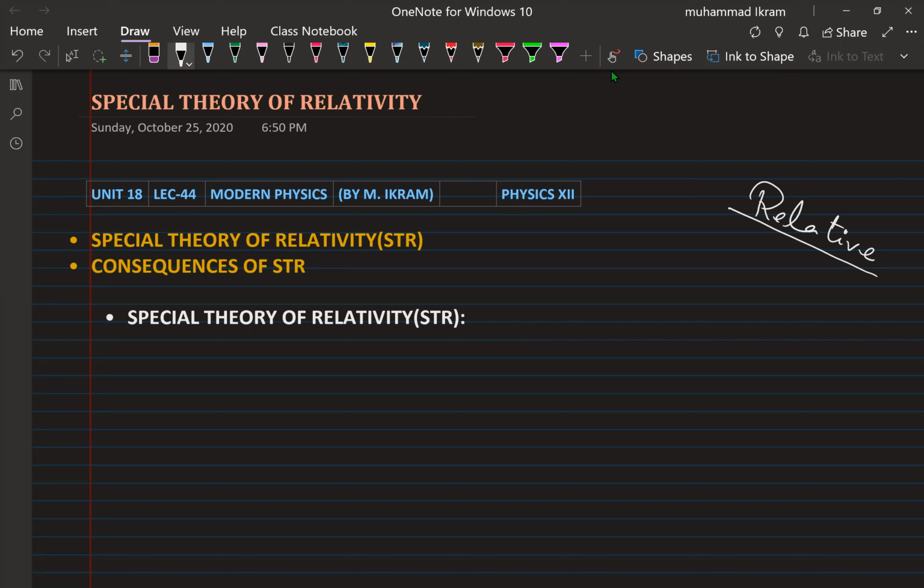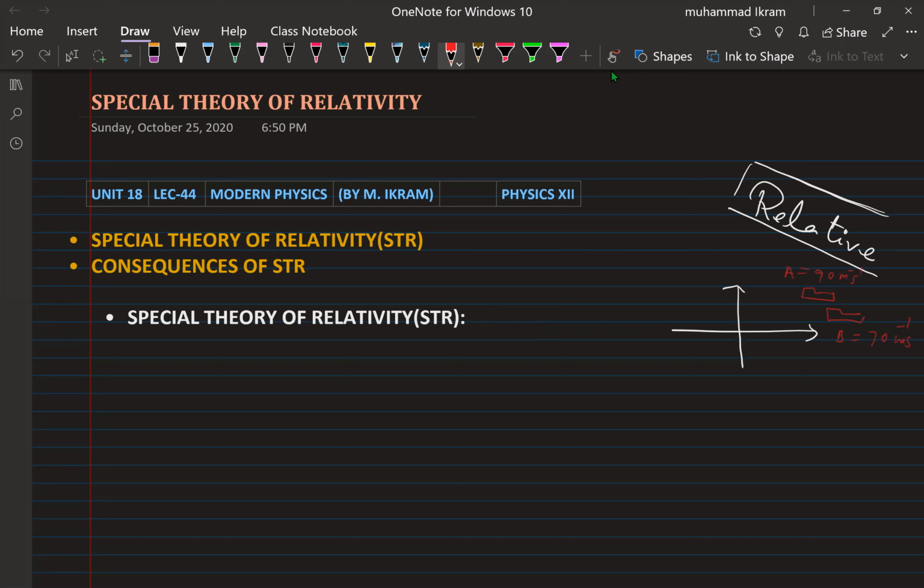In order to study the special theory of relativity, I would like to remind you about relative motion, which was introduced a little bit in class 9th and in class first year. As the teacher told you, let us suppose there are two cars, car A and car B. Car B is moving with a speed of 70 meter per second, and car A is passing car B with a speed of 90 meter per second.